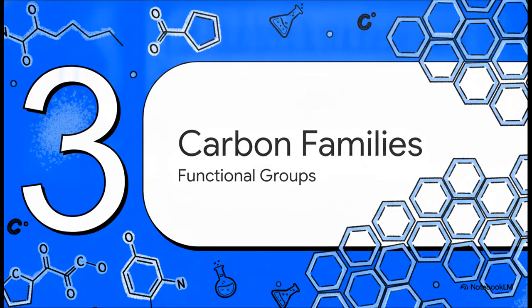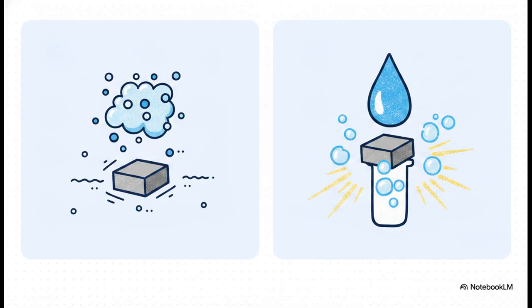Section 3. Families of carbon compounds, the power of functional groups. Let's compare 2 really closely related molecules, ethane and ethanol. The difference between them is wild. Ethane is a gas at room temperature, and it has absolutely zero reaction to sodium. Ethanol, on the other hand, is a liquid at room temperature that reacts vigorously with sodium to release hydrogen gas.